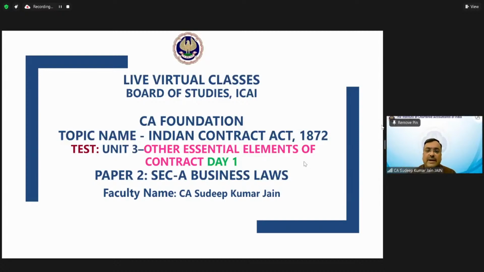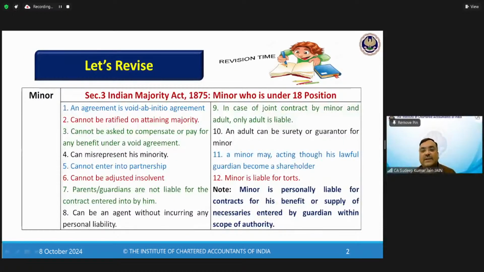Let's discuss sections 11, 12, 13, 14, 15 and 16. But I am discussing here only the first part of unit number 3. Minor means a person who is under the age of 18 as per section 3 of the Indian Majority Act 1875. Legal rules regarding an agreement with a minor: it is void ab initio, from the very beginning, and cannot be ratified on attaining majority.